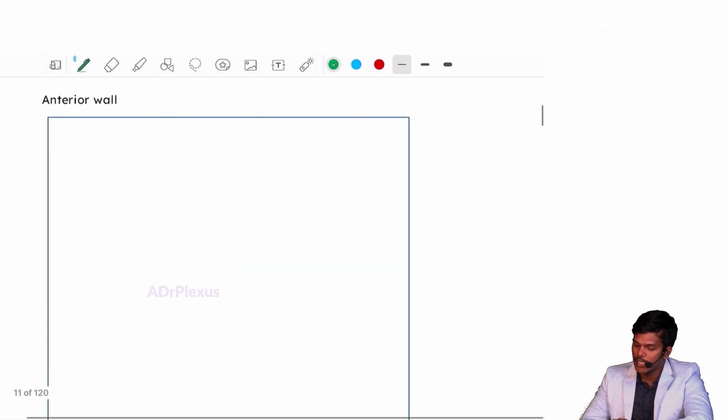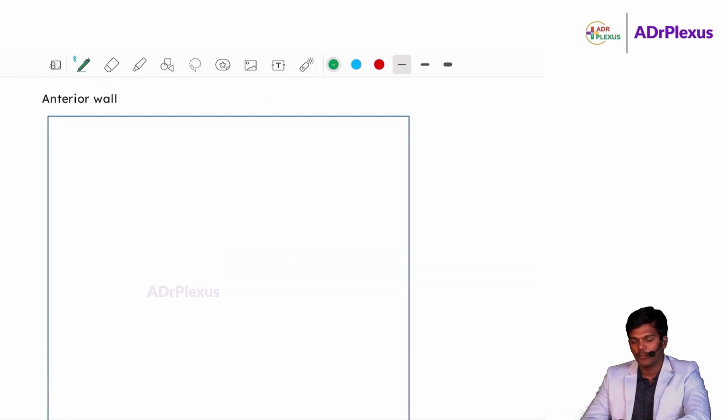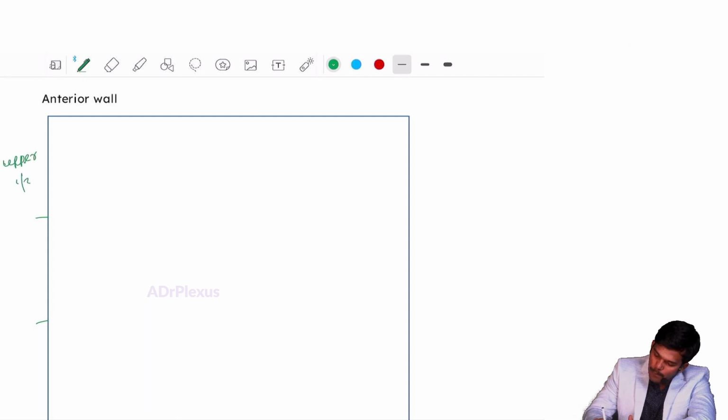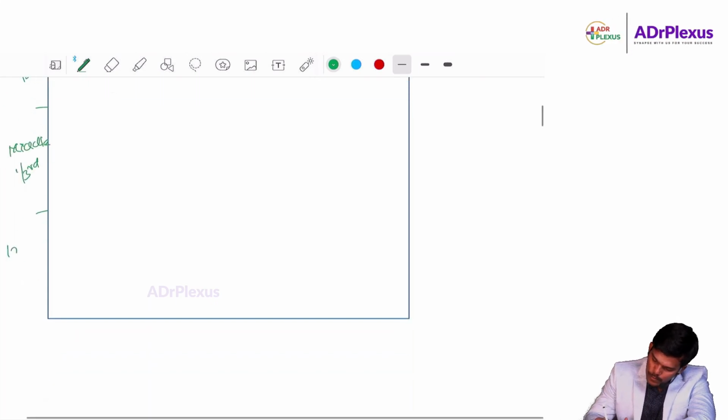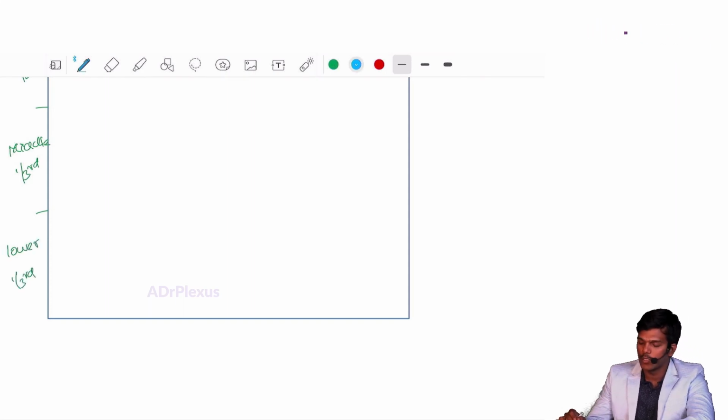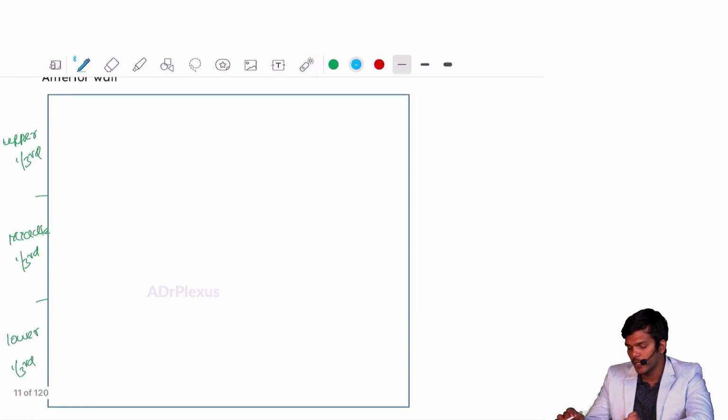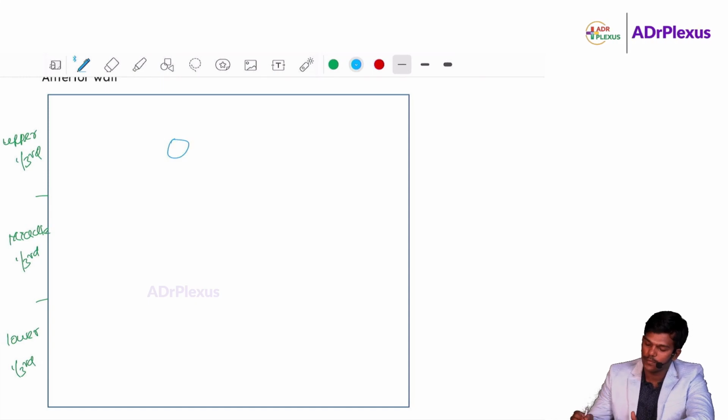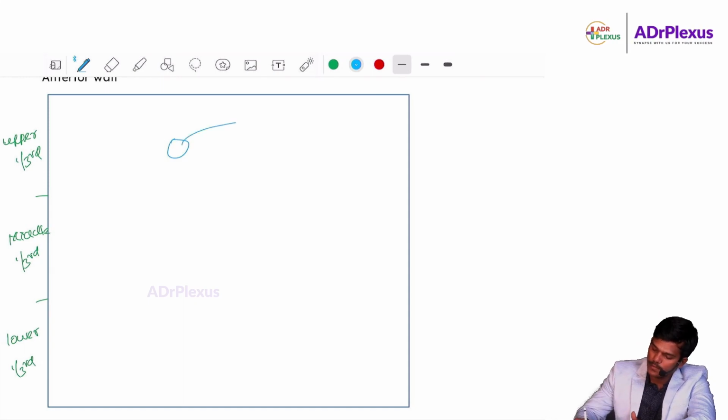Clear? Yes. We have done the lateral wall. We can go to the anterior wall. We can divide the anterior wall into three parts: upper one third, middle one third, lower one third. The upper one third has a canal for the tensor tympani muscle.